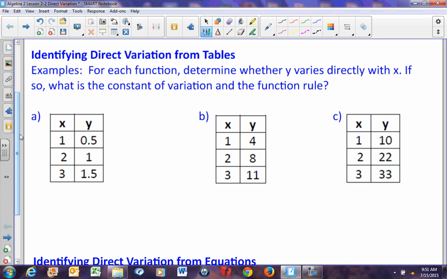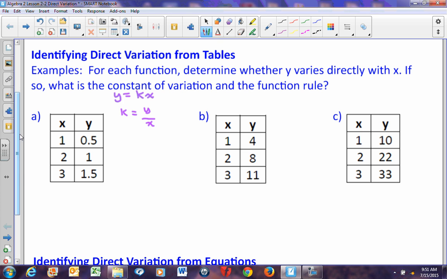The easiest way to figure out if something is a direct variation is to remember the equation for variation is y equals k times x, which means that k will equal y divided by x. So all we have to do is look at a table and see if the y divided by x is the same ratio for every problem. If it is, then it's a direct variation. If it is not, then it's not a direct variation.